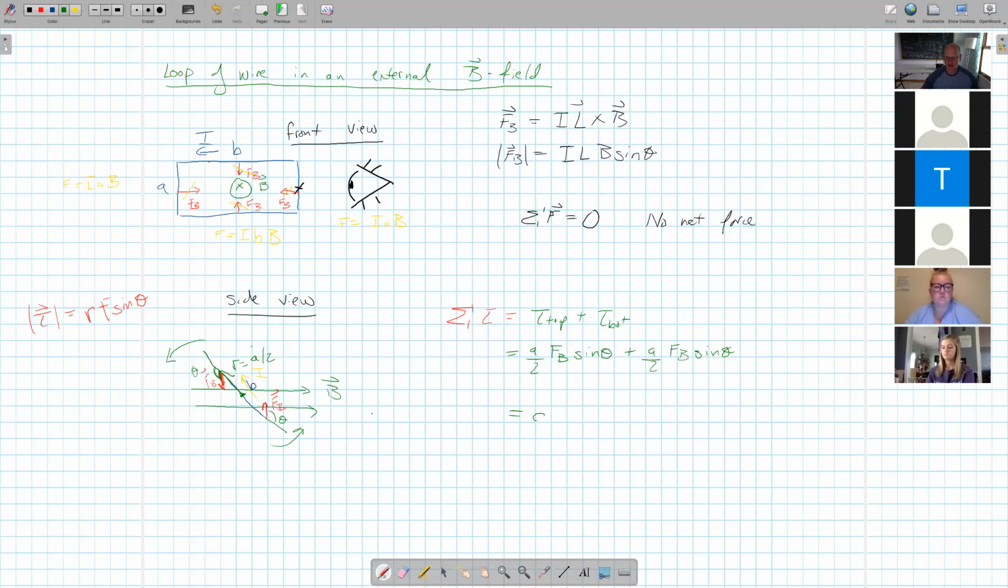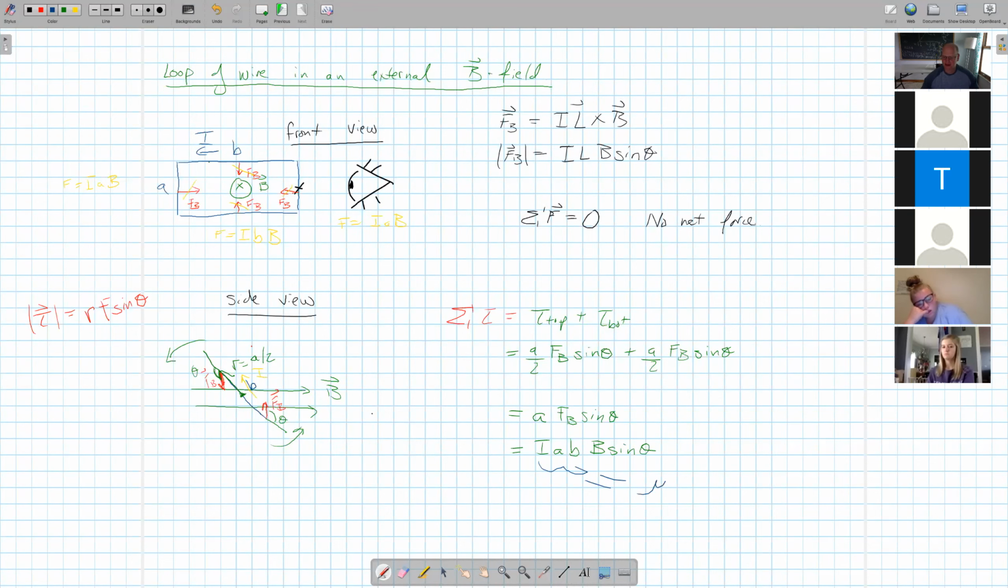between the two. FB in this case corresponds to this FB, which is the same thing as I times B times B. So I'm going to finally write this then as what? I times A times B times magnetic field times then sine of the angle. This quantity here is something which we call the magnetic dipole moment.